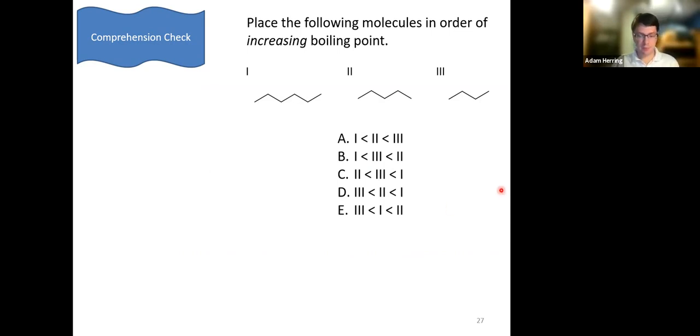Welcome back. So how do we think about this? Well, we know that the boiling point increases with increasing size. So all we need to do is rank these in terms of their size. Molecule number 3 is the smallest. Molecule number 1 is the largest. And indeed, when we look at the actual boiling points of these substances, we see that they follow our prediction.